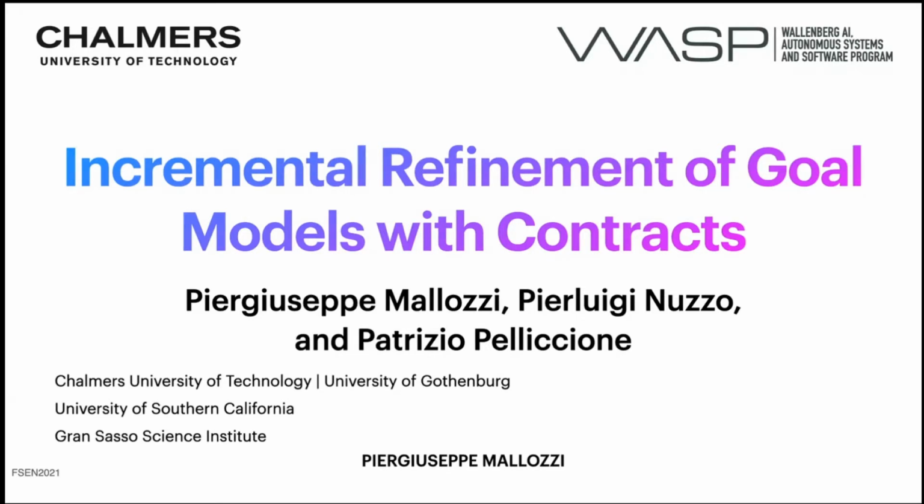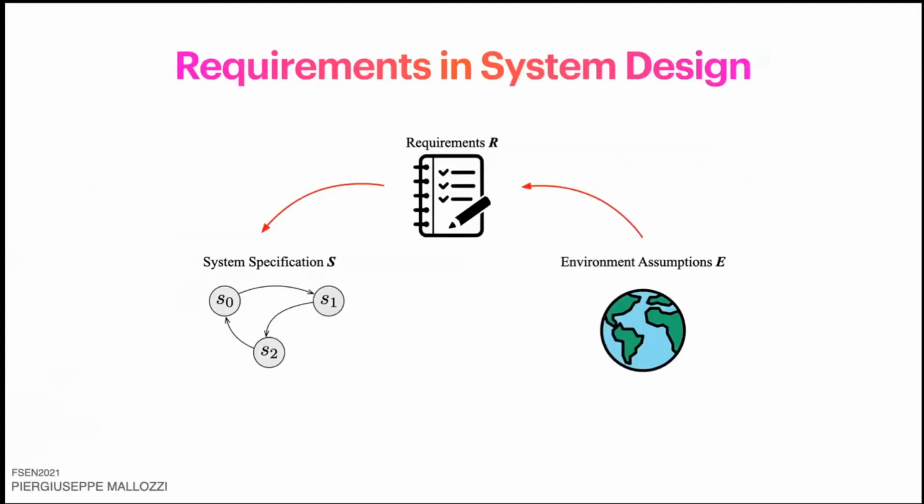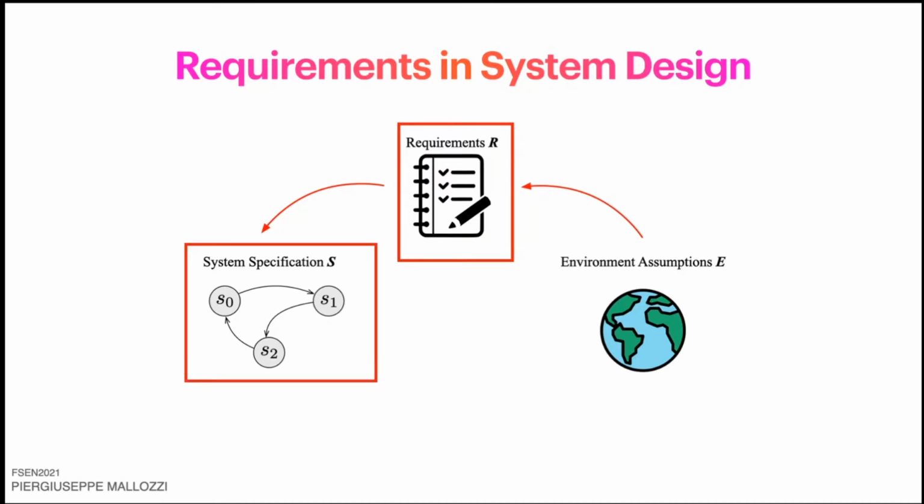So first of all, let's talk about requirements in system design. What is the role of requirements? Usually missing or erroneously formulated requirements can have a negative impact on the design of the systems. So let's see the relationship between requirements, which formulate what the system should do, and the system specification, which describes what the system actually does.